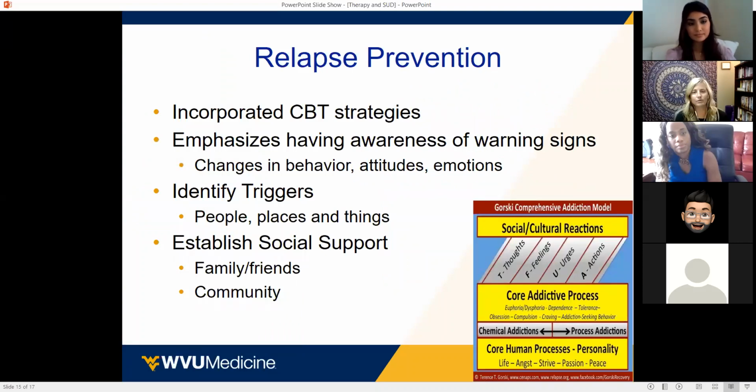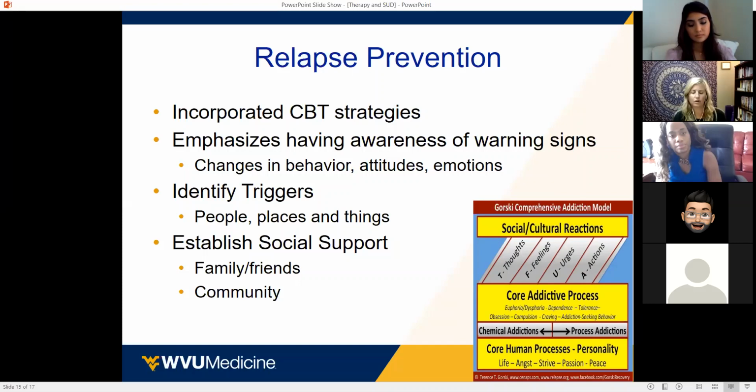And then overall relapse prevention. When we talk about relapse prevention, again, we can use that with the other modalities that we've talked about, or just in general. We want to incorporate CBT strategies. We want to help our patients develop awareness of what those warning signs are, helping them recognize what are the changes in behavior, attitudes, emotions that maybe lead to a relapse, help them identify those triggers, people, places, and things. Also help them establish a strong social support network, so friends, family, members in the community, other members in the recovery network.